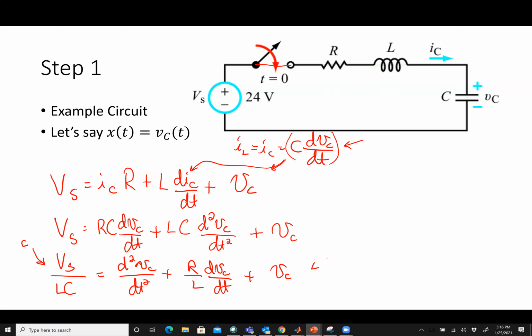Yeah, so this is in that general form of d squared Vc dt squared plus A dVc dt plus B Vc equals little c. So you can do a pattern matching here and say, well, A has to be R over L, and B has to be 1 over LC. I didn't draw that in there.